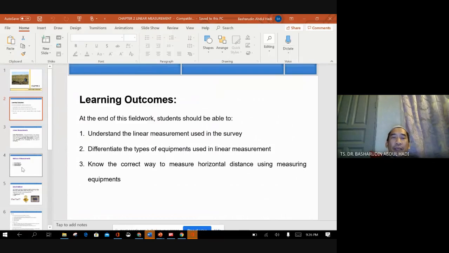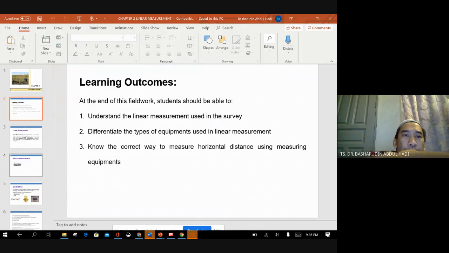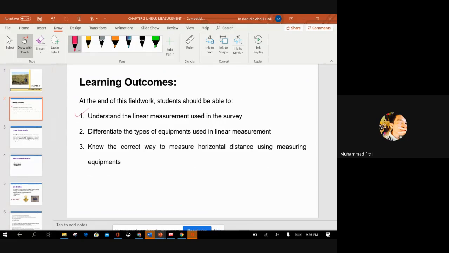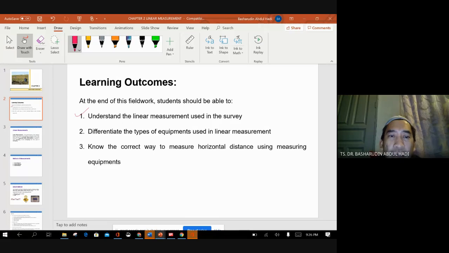So learning outcome. At the end of this fieldwork, students should be able to, number 1, understand the concept, understand the linear measurement used in the survey. And then number 2, different types of equipment used in linear measurement. And number 3, know the correct way to measure horizontal distance using measuring equipment.